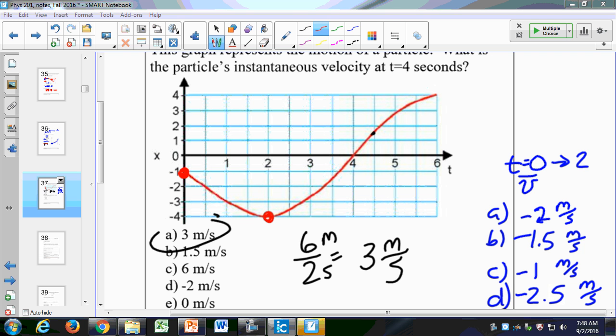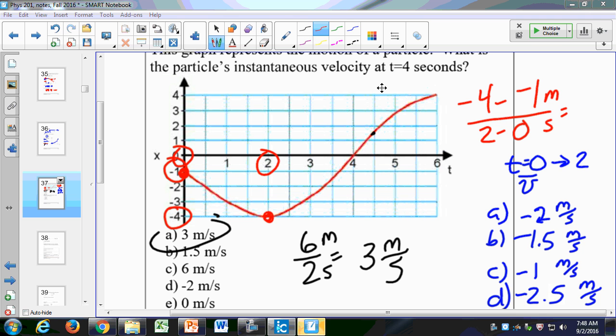I do x final minus x initial. That's -4 minus -1 divided by t final minus t initial. That's 2 minus 0 meters over seconds. That's -3 over 2, which is -1.5.